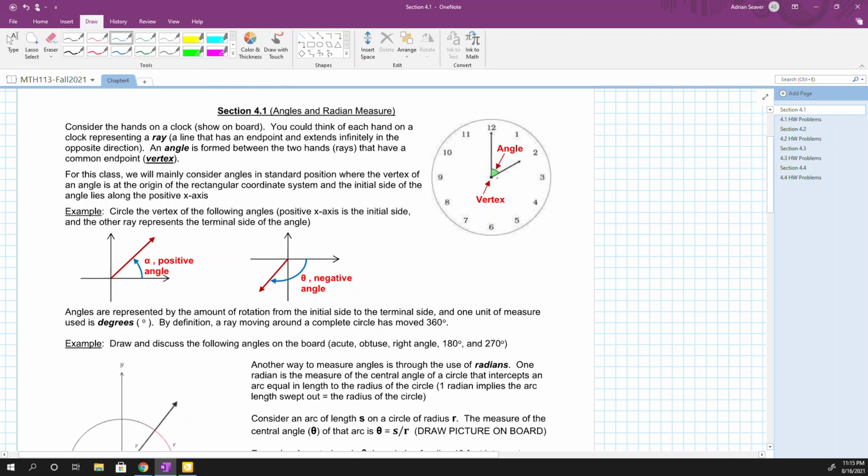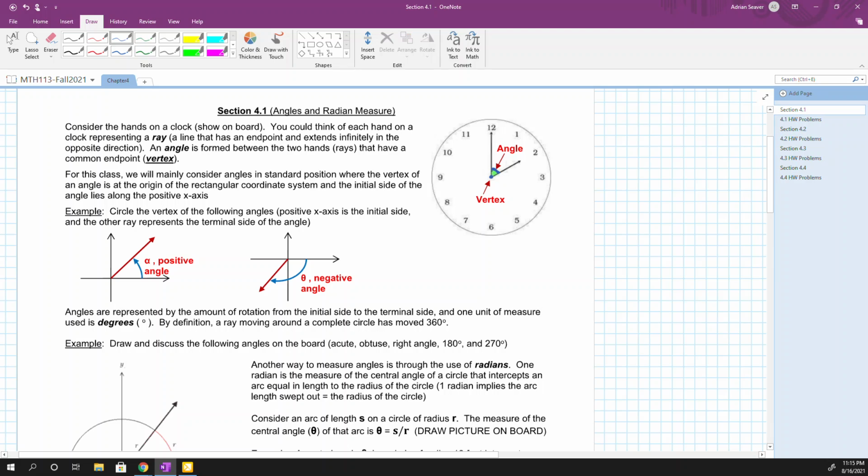You could think of each of these lines, these hands of your clock, as being what's considered a ray. It's a line that has an endpoint and extends infinitely in the opposite direction. Now the angle is a way of measuring the amount between the two rays. If you look at where those two rays meet, that is considered the vertex of your angle. Again, most of you already understand all this, so it's not that big of a deal.